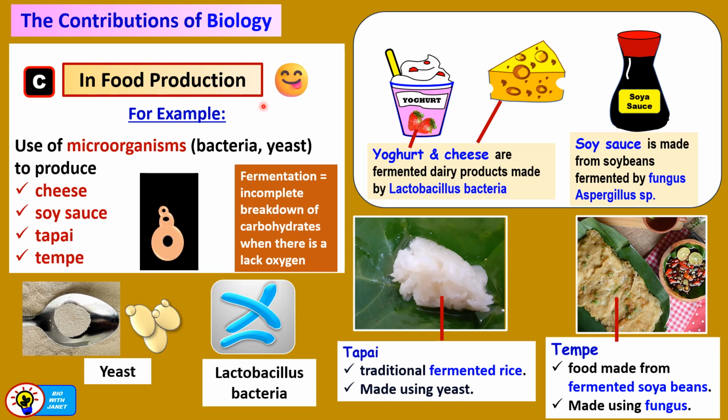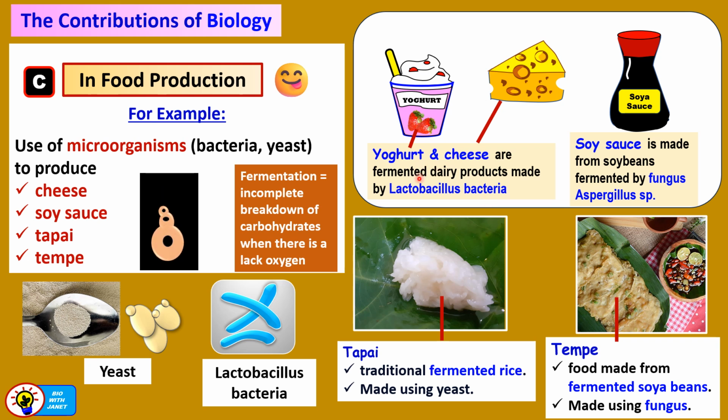Thirdly, the contributions of biology in food production. For example, in the use of microorganisms such as bacteria and yeast to produce delicious products like cheese, soy sauce, yogurt, tapai, and tempeh. So, for example, most of us like to eat yogurt and cheese. So these two products are fermented dairy products made by a bacteria called lactobacillus bacteria found in milk.